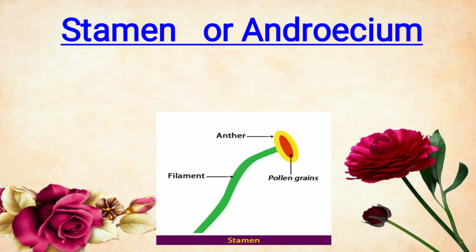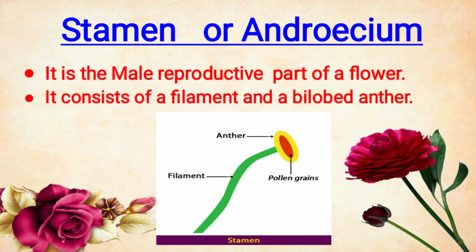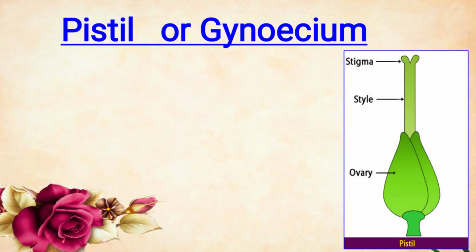Next is stamen. Stamen is the male reproductive part of a flower. It consists of two main parts, anther and filament. The anther contains pollen grains, and it is also collectively called androecium. The pollen grains from this anther enter through the stigma into the ovary. So stamen is the male reproductive part of a flower.